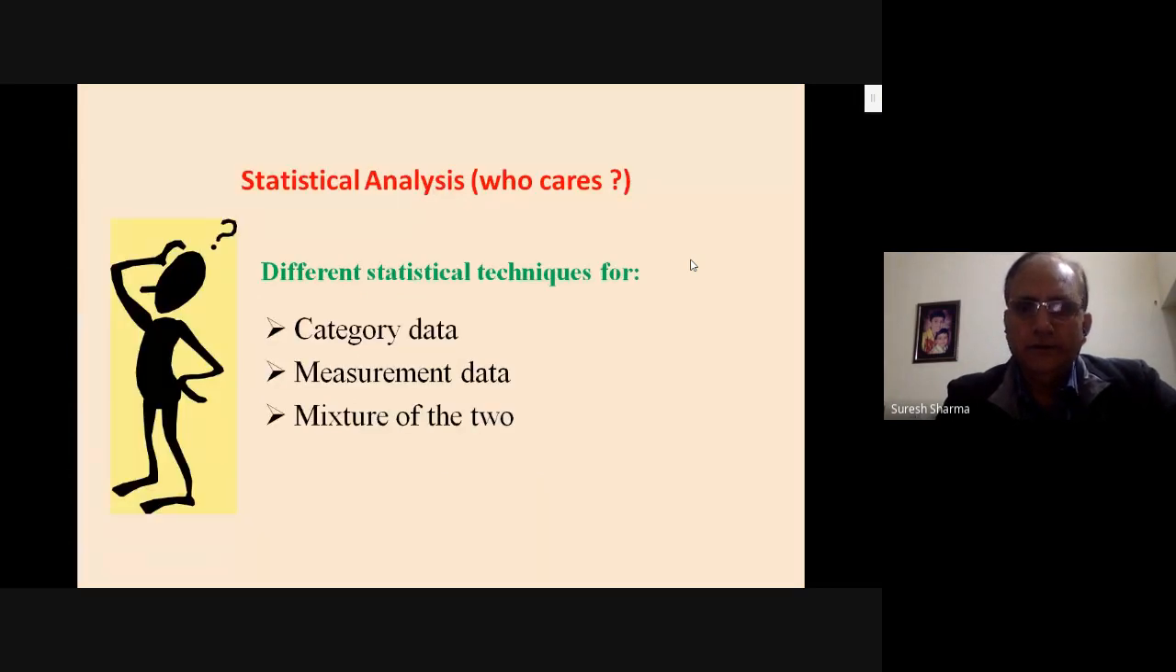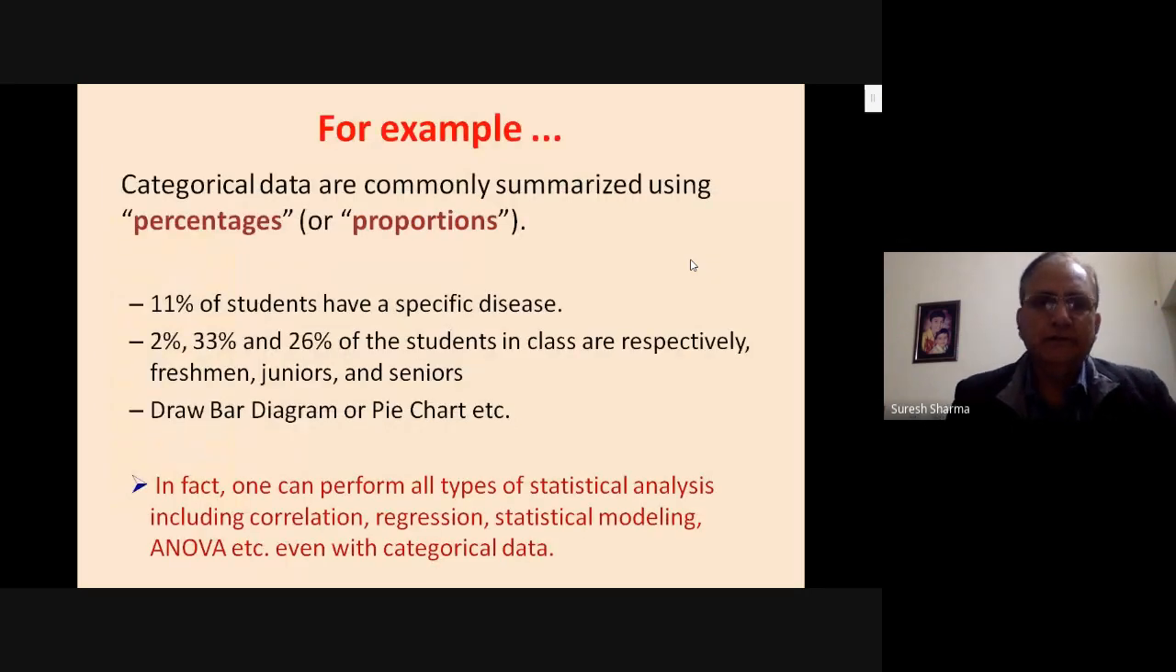Now, when people deal with categorical data, they generally compute percentages or proportions, if you remember. For example, we can go for the count. What is the percentage of males in our data? What is the percentage of females? Or you can draw a bar diagram or pie chart. How many people belong to the lower class, middle class, upper class? Then I can plot the pie chart showing the sector where maximum people belong. This is what we generally do for categorical data.